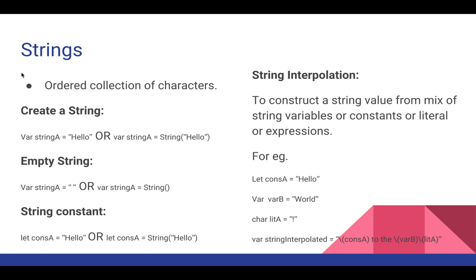You indicate whether a particular string can be modified or not by assigning it to a variable or a constant. Strings assigned to a constant are not mutable. String interpolation is a way to construct new string values from a mix of constants, variables, literals, and expressions by including their values inside a string literal.